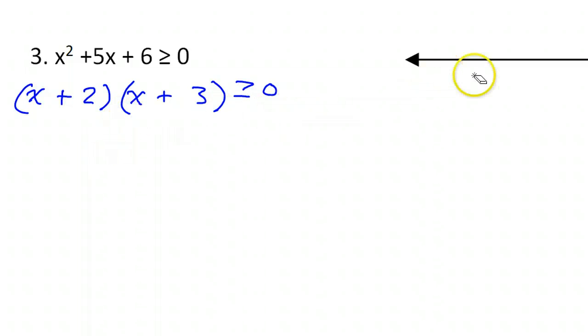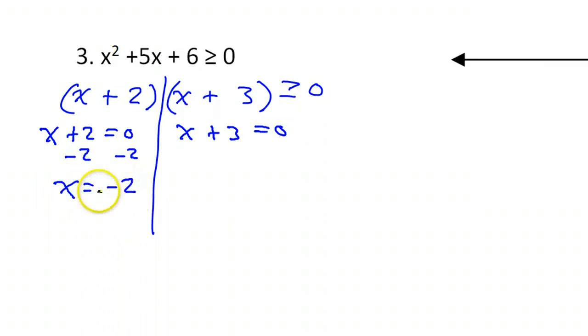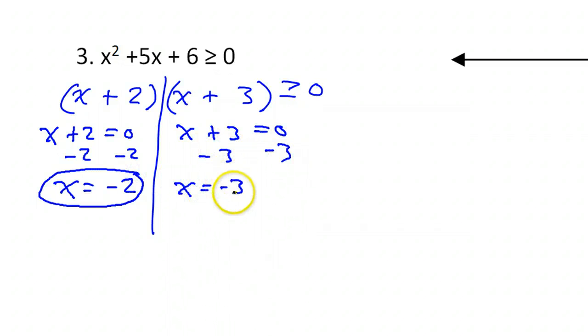To find the x-intercepts, I'm talking about where the parabola is equal to 0, so I'm going to set these equal to 0. If I do x plus 2 equals 0 and x plus 3 equals 0, that will give me the zeros of the function. So x equals -2 is one of my zeros, and x equals -3 is another one.